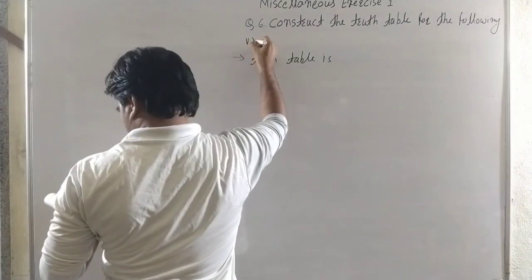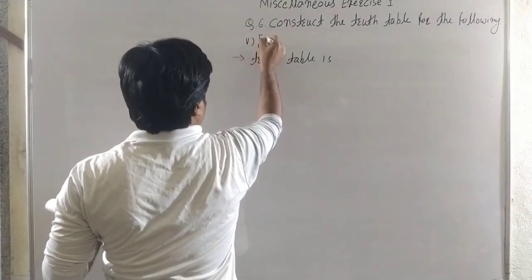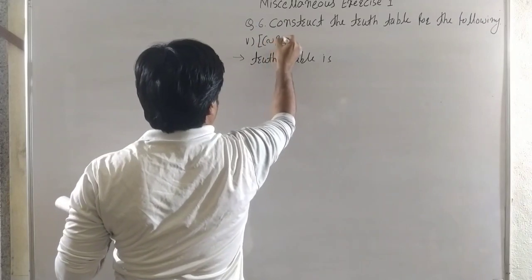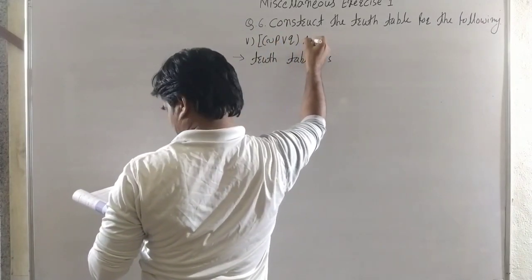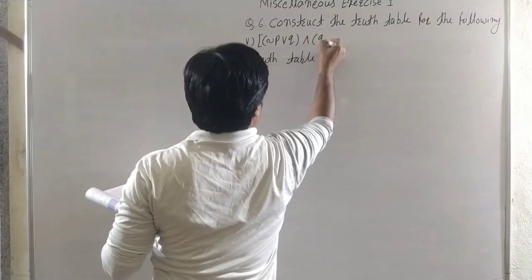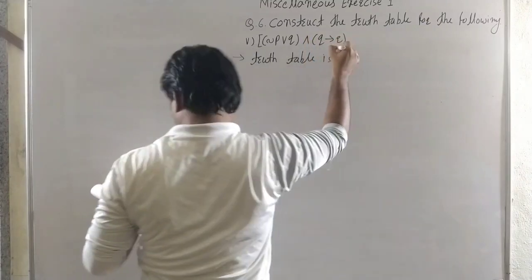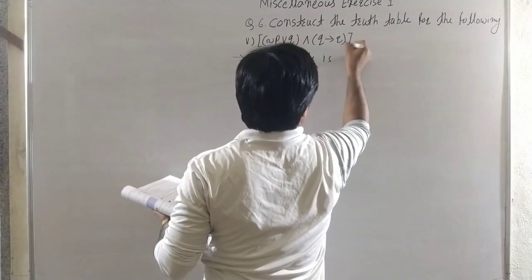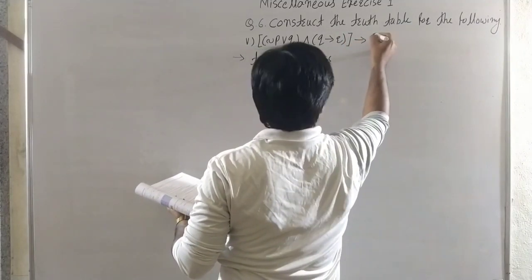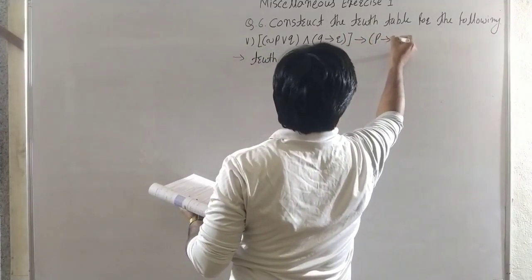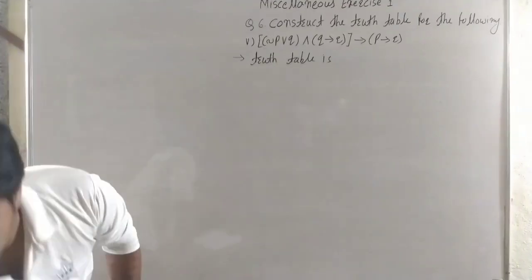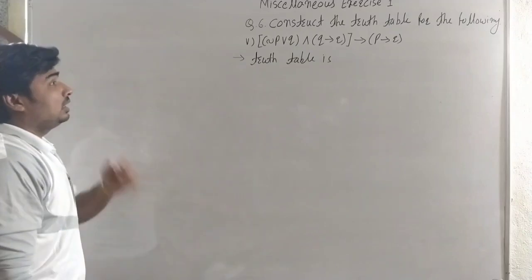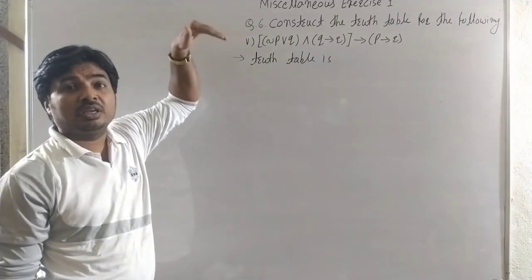Here example number 5. Negation P or Q, and Q implies R, implies P implies R. Here there are three statements, that means 8 possibilities.